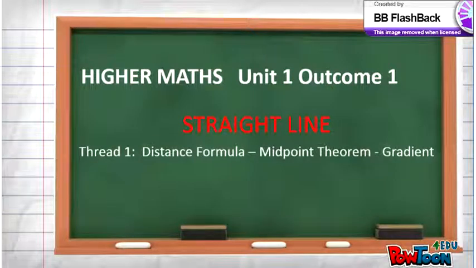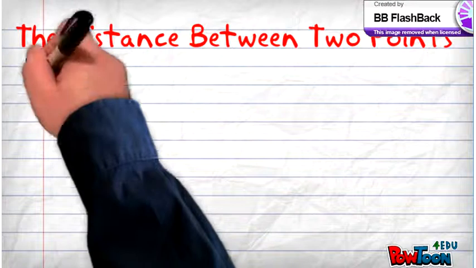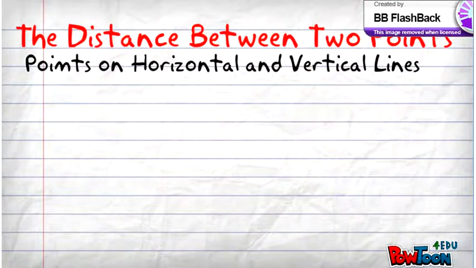So we begin with a straight line, and in this first lecture we're going to be looking at three concepts: distance formula, midpoint theorem, and the gradient. Now, first of all, the distance between 2 points. We'll start by looking at points on horizontal and vertical lines, which is a very straightforward case, and then develop to a more general distance formula for the distance between any 2 points.